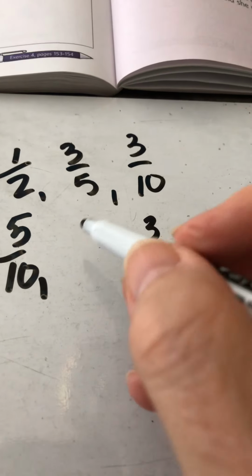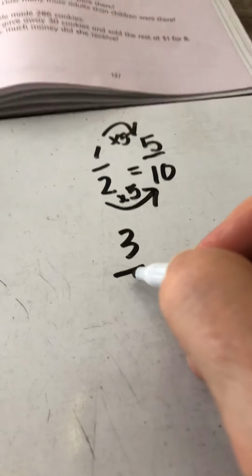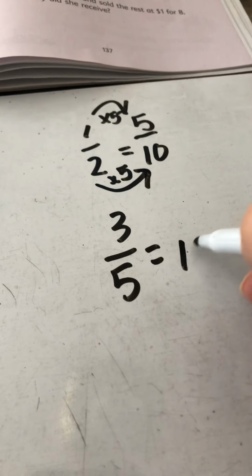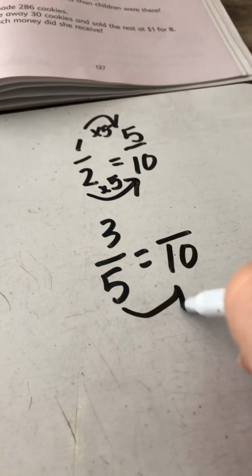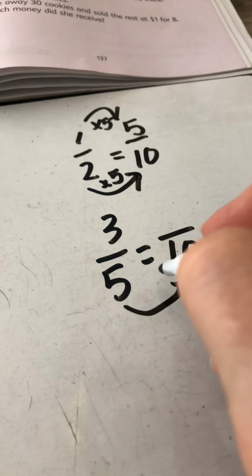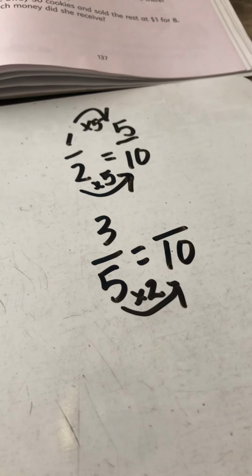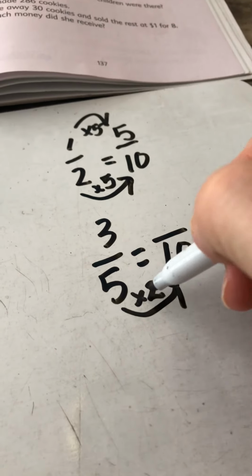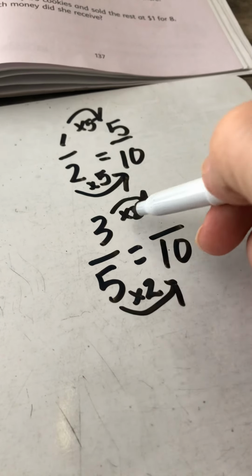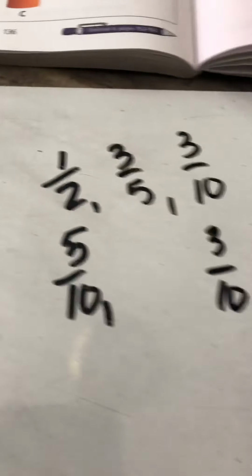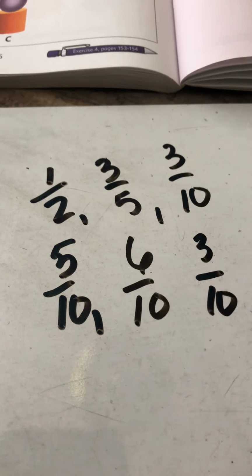3/10. And I might as well go ahead and make that 3/5 into a tenth also. So 5 times what gets me to 10? 5 times 2 gets me to 10. What I do on the bottom, I have to do on the top. So 3 times 2 is 6. So my 3/5 is really the same as 6/10.